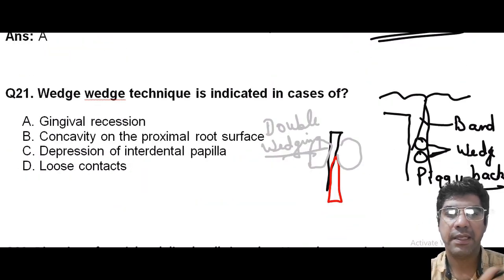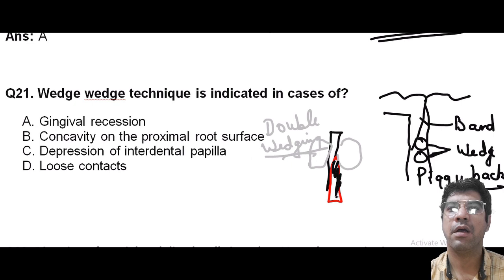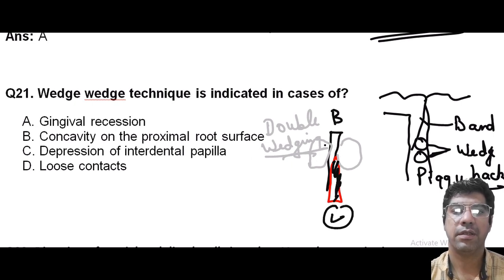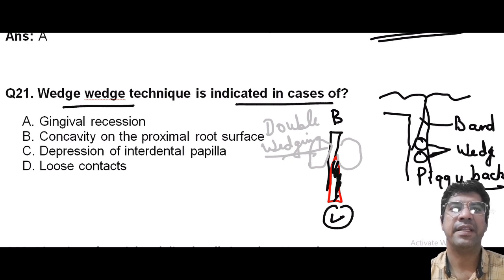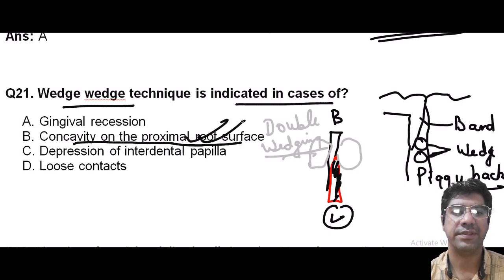What is double wedging? Double wedging is a technique in which two wedges are used, one from the buccal side and the other from the lingual side. When there is spacing between the adjacent tooth, where a single wedge is not sufficient, or when there is widening of the proximal box in the buccolingual area, a double wedging technique is used. Wedge wedging is indicated when there is concavity on the proximal root surface.